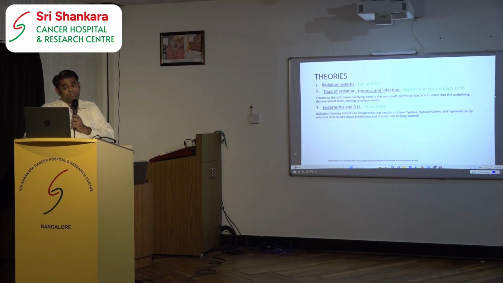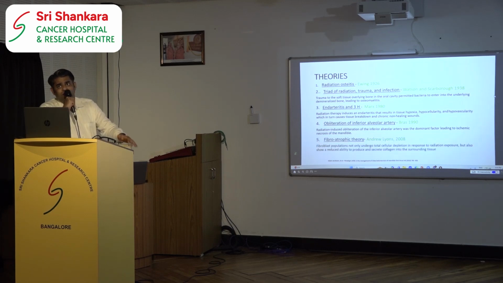Marx was the most commonly accepted theory for a long time, and basically it consists of hypoxia, hypocellularity, and hypovascularity, which in turn cause tissue breakdown and chronic non-healing wounds. Brass in 1990 came up with the obliteration of the inferior alveolar artery theory, whereby radiation-induced obliteration of the inferior alveolar artery was the dominant factor leading to ischemic necrosis of the mandible.